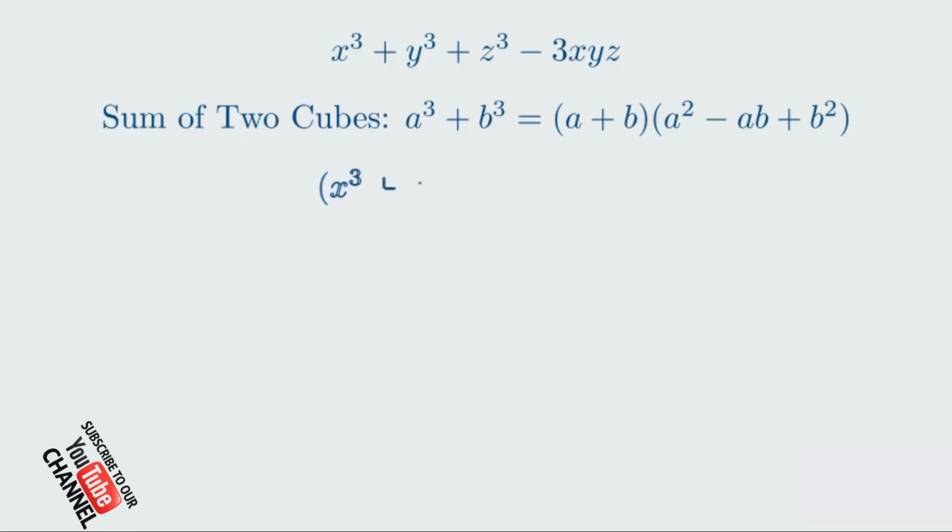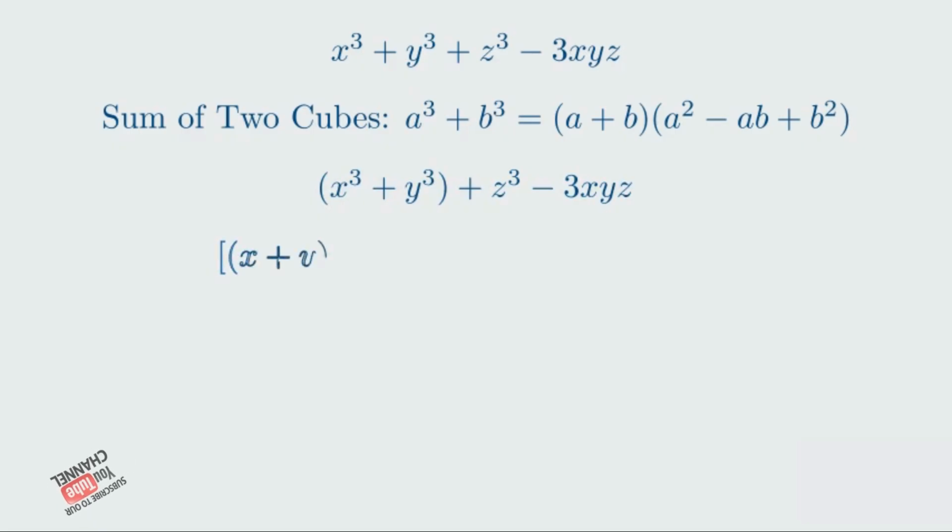Let's apply this to our expression. We can group x cubed and y cubed together. Applying the sum of 2 cubes identity, we get the quantity x plus y times the quantity x squared minus xy plus y squared, and we still have the plus z cubed and minus 3xyz.